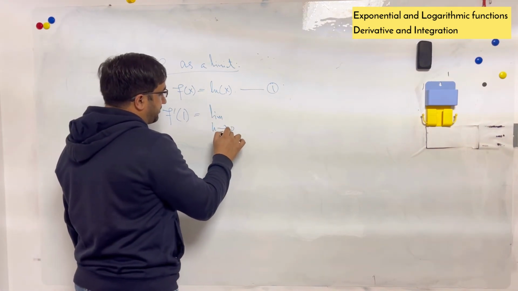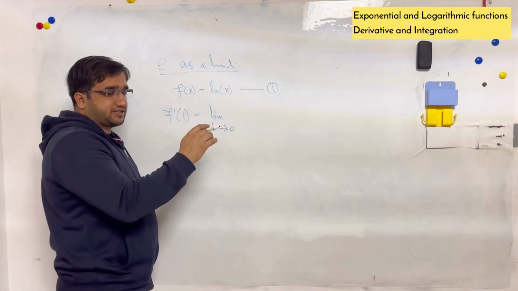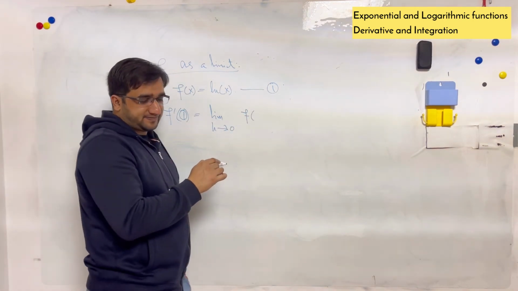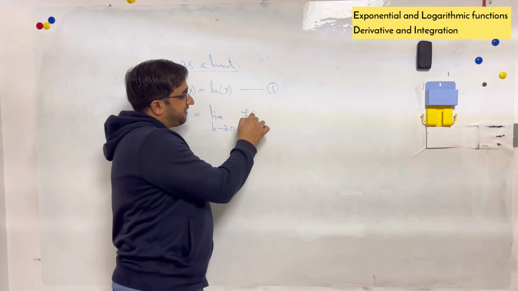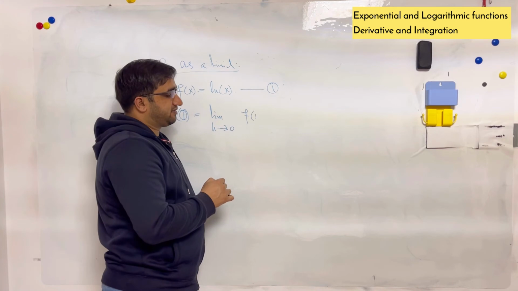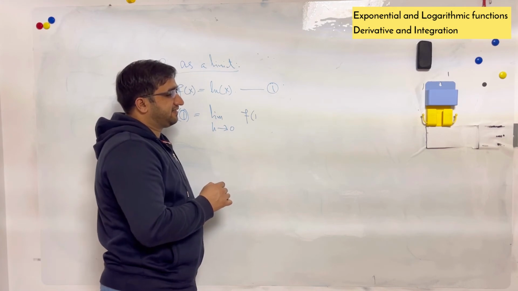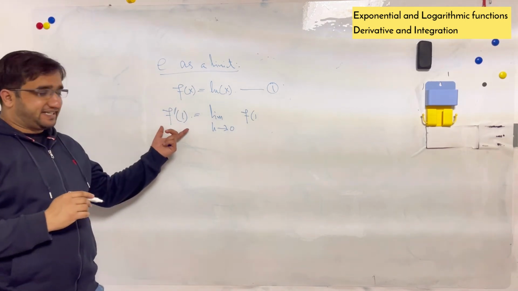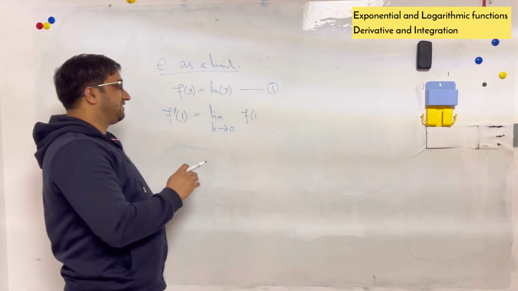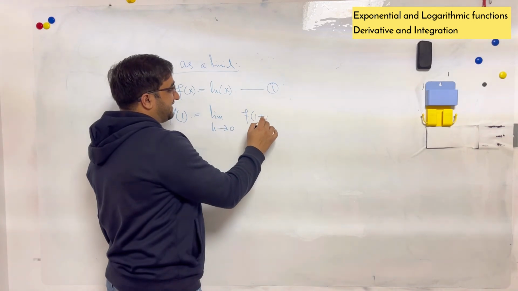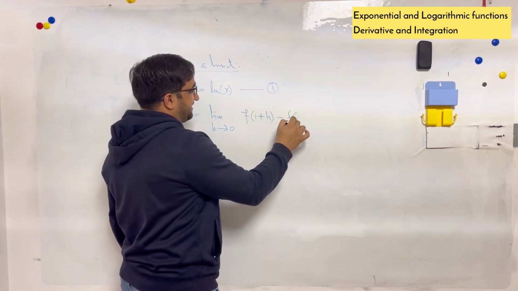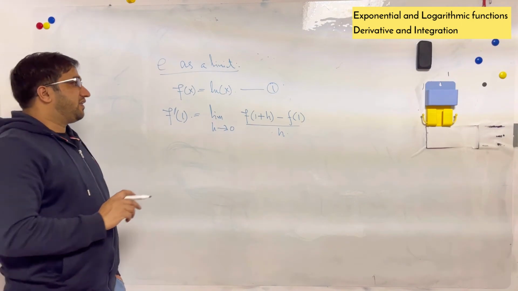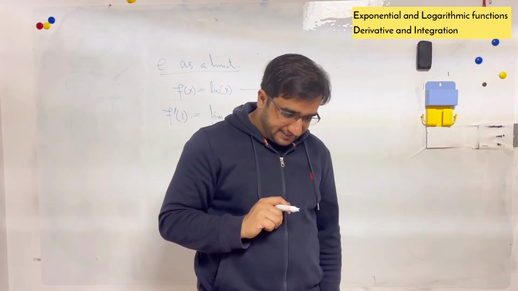Limit h approaching 0. Instead of x, I have 1. f of 1 plus h minus f of 1, divided by h. That is the definition of the derivative for f dash of 1.